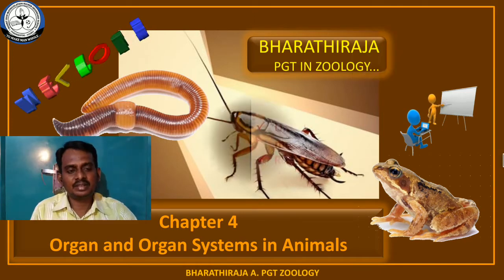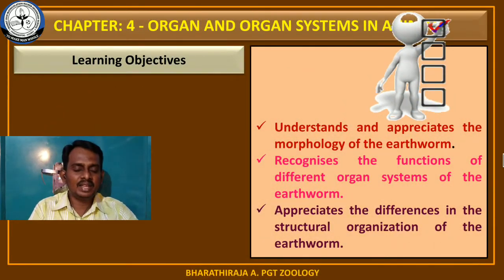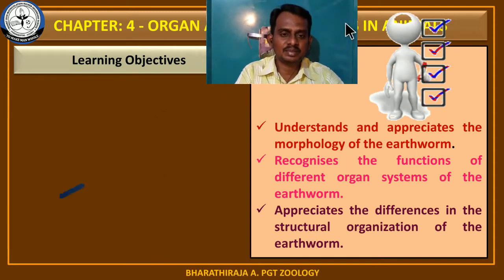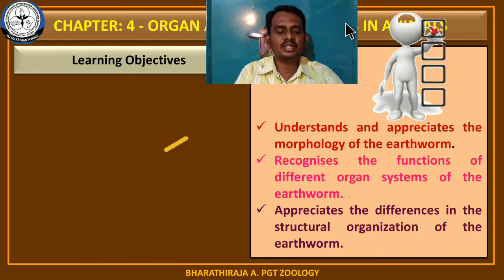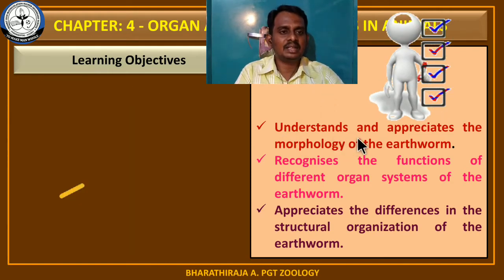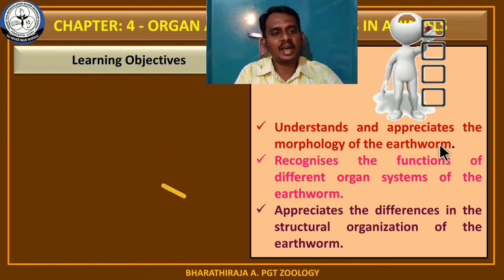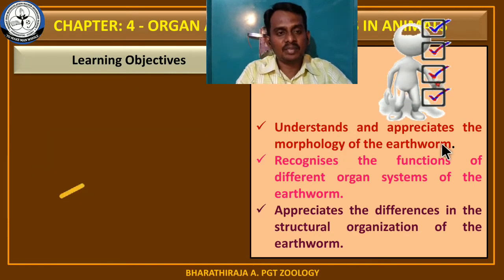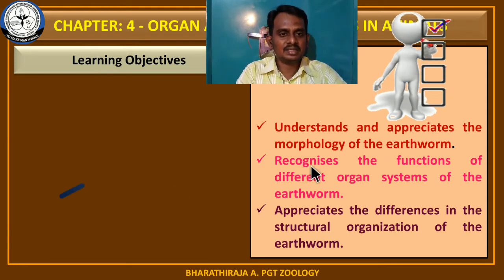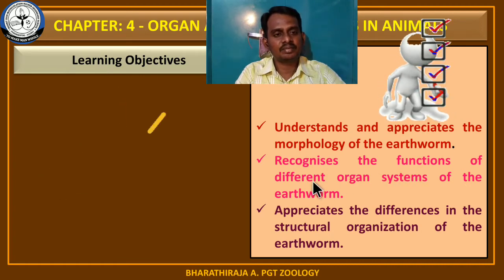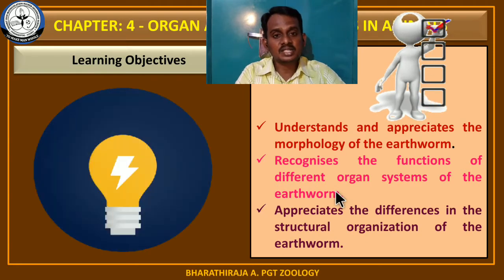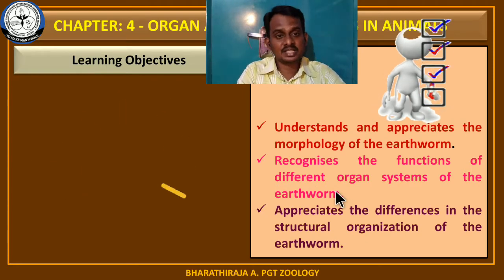First we are going to see the learning objectives of this lesson. That means what are the concepts or topics we are going to discuss in this part. In this lesson we are going to understand and appreciate the morphology of the earthworm. In the first part, we are going to see the morphology of the earthworm. And the second thing is we are going to recognize the functions of the different organ systems of the earthworm. What are the various functions carried out by the various systems?